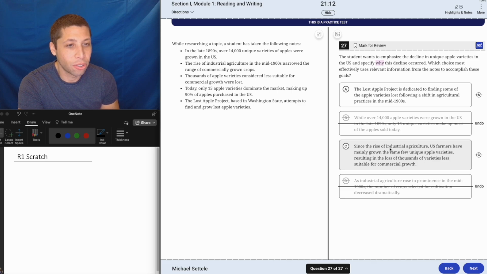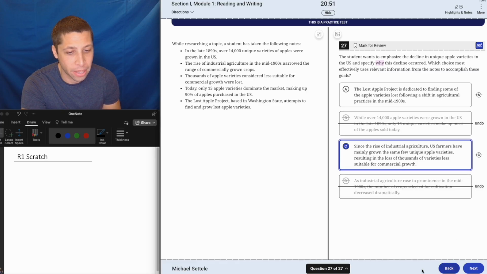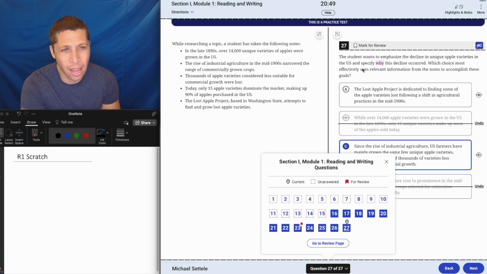Since the rise of industrial agriculture. So why did it decline? Because of the rise of industrial agriculture. Why did it decline? Because of a shift in agricultural practices. Those both seem fine. So it needs to emphasize the decline. This seems to be emphasizing the project. The loss of thousands. That's emphasizing the decline. This is a good one. I mean, there's a little bit of a debate, but if you really focus on the 2 goals, it's got to be that. So yeah, maybe I'd come back to this, but let's look at one.